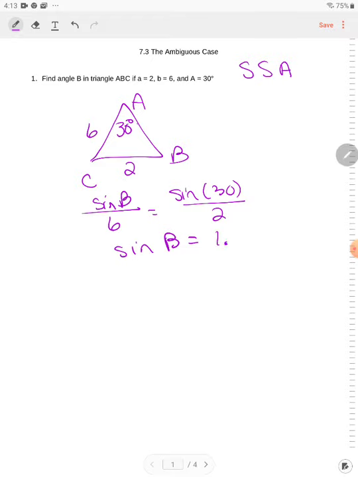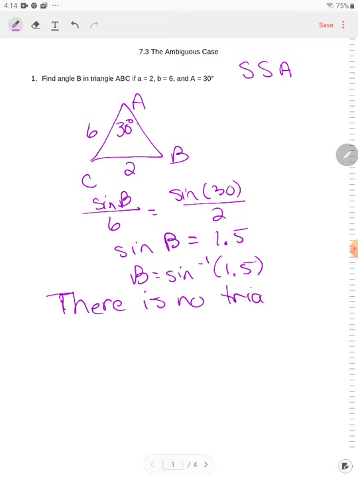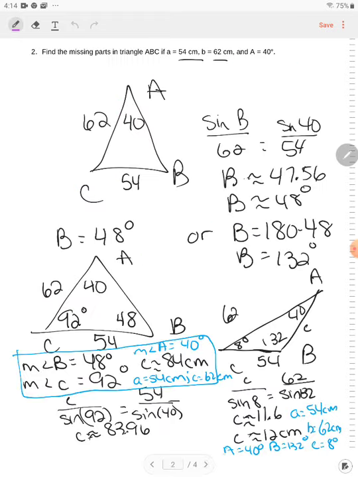1.5. If you recall, the range of sine is only defined between -1 and 1. But if we are insistent and do this on our calculator, we'll get an error message, which means there is no triangle. So we cannot draw a triangle with those side lengths and the angle of 30 degrees in between. Okay, let me erase this and rework this.